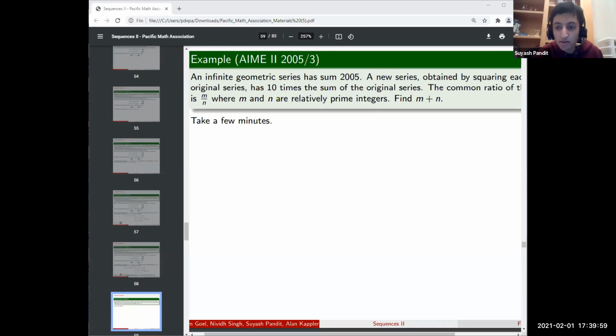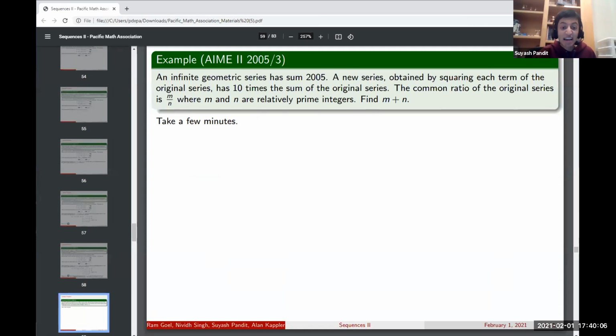I'll read it. An infinite geometric series has sum 2005. A new series obtained by squaring each term of the original series has 10 times the sum of the original series. The common ratio of the original series is m over n, where m and n are relatively prime positive integers. Find m plus n. Take a moment.